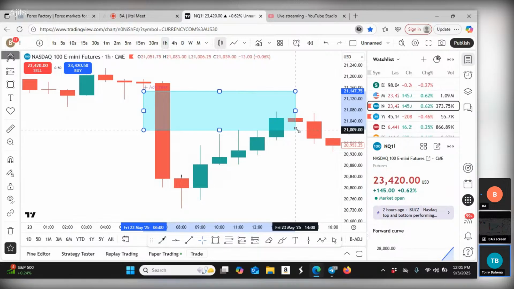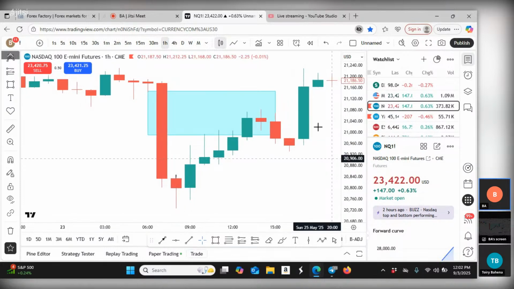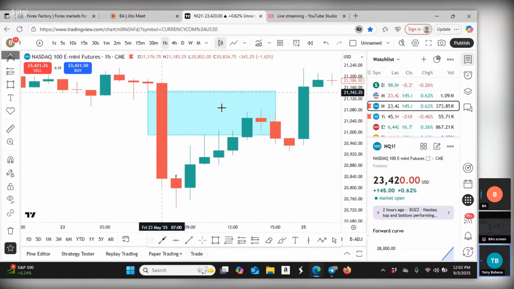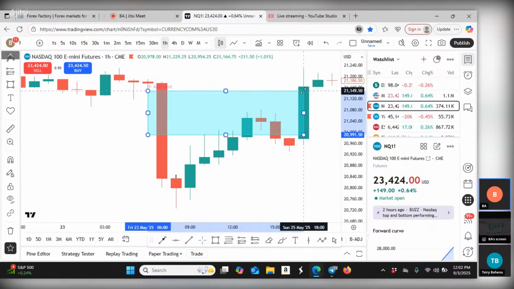So that's what we consider a gap. Gaps have got to get filled in the future. And then, boom, look at it. It filled it all the way in. You've got to look left to get right. It filled this whole gap area in.